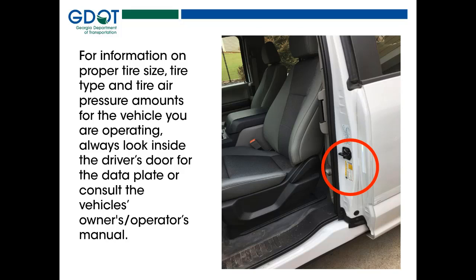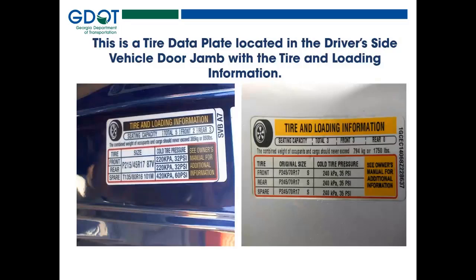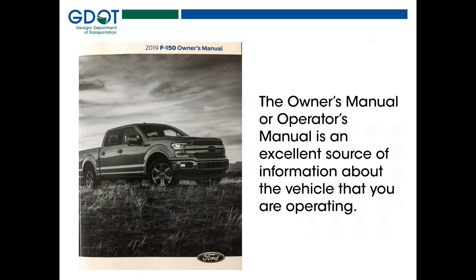For information on proper tire size, tire type, and tire air pressure amounts for the vehicle you're operating, always look inside the driver's door for the data plate or consult the vehicle's owner's operator's manual. This is a tire data plate located in the driver's side vehicle door jamb with the tire and loading information. The owner's manual or operator's manual is an excellent source of information about the vehicle you are operating.